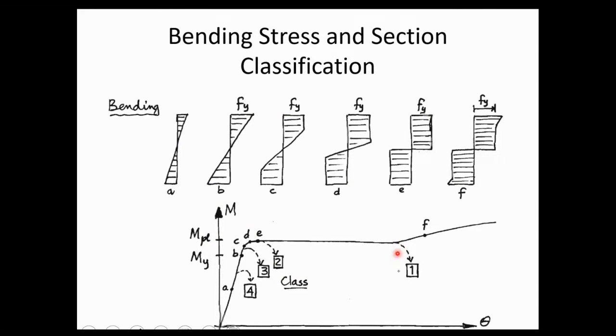So we said in our case, we have a class one section. That means we can get full plasticity, we can develop full plasticity in the section. So every fiber is being yielded, whereas with something like a class three section, only the outside fiber has been yielded. The outside fiber is at yield, the other fibers aren't yielded. So we have a class one section here.